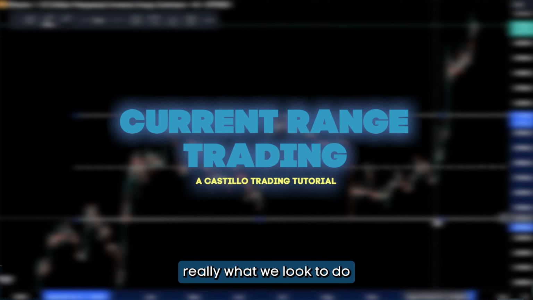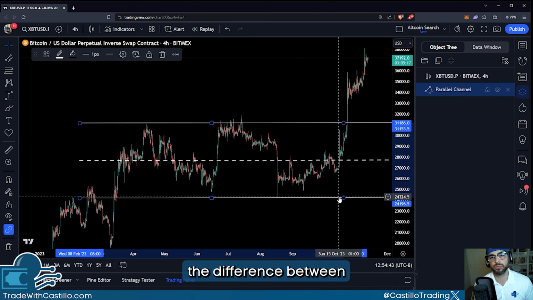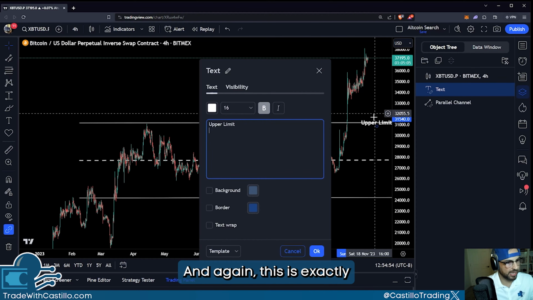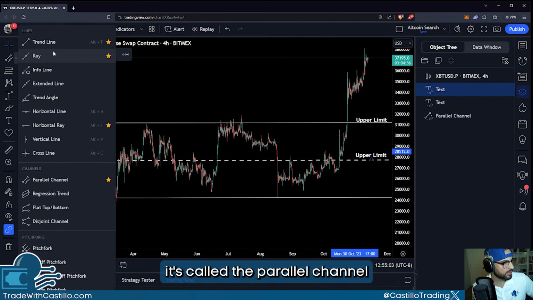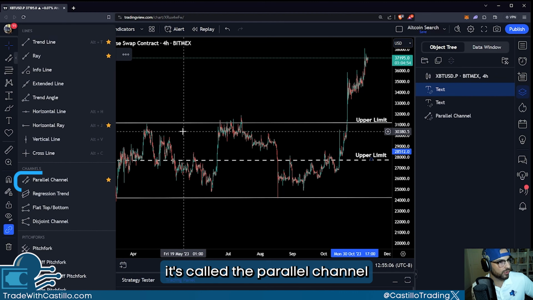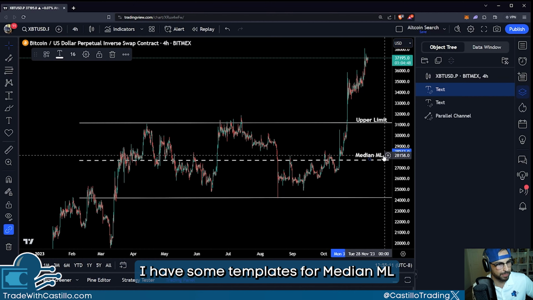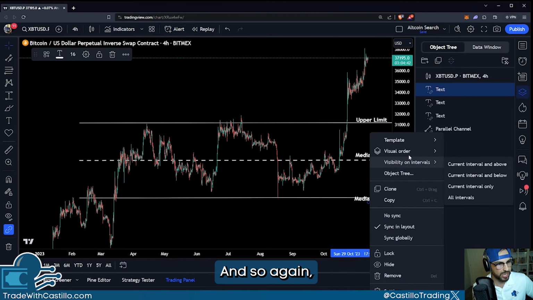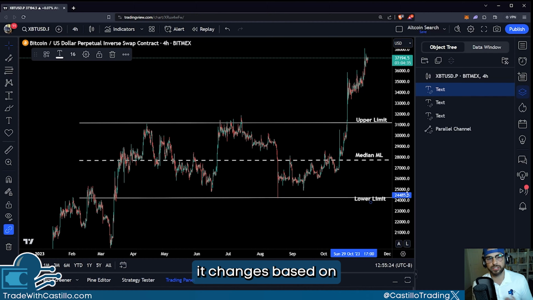And this is really what we look to do, is find a range. And again, guys, you're going to have to know the difference between low term time frame, medium term time frame, and high term time frame. But what we like to do is always identify specific locations. So this is going to be upper limit. And again, this is exactly how I go in and do it. I add text myself, it's called the parallel channel, and the only thing that I do is extend them all the way to the right, and then we can go in. I have some templates for median ML, and then we clone here, and then this is going to be lower limit. This is something that we consistently go over every day, and it changes based on time frames too, right?